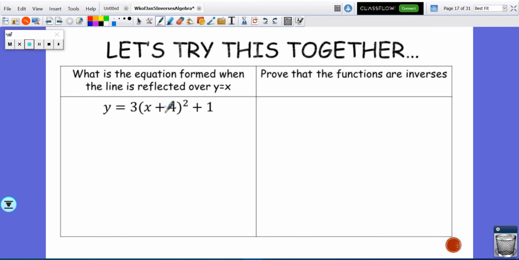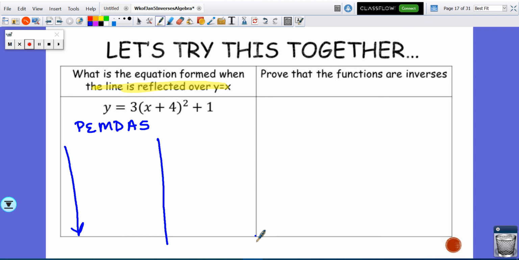The next one says, what is the equation form when the line is reflected over y equals x? So that's the same thing as finding the inverse. So we're going to use our Please Excuse My Dear Aunt Sally still. And we're going to find out what's going down first and find out what's going up next. Okay, so first we want to look for parentheses. This time we have some parentheses, so we have to say what's going on in those parentheses.